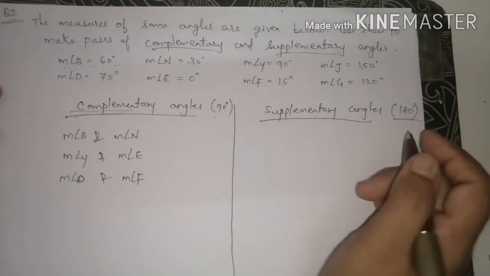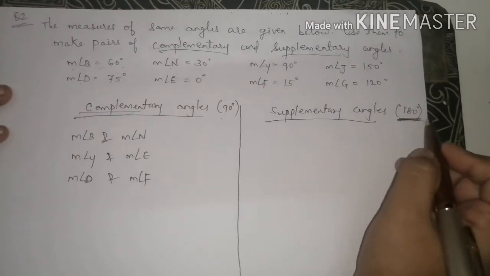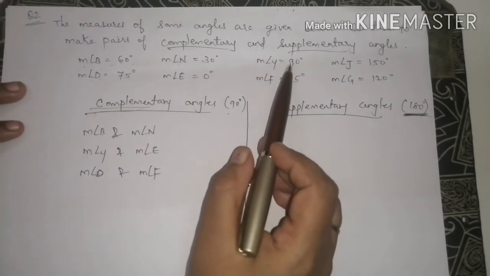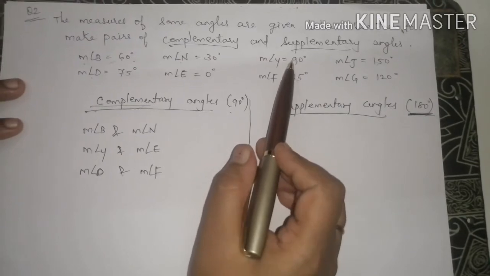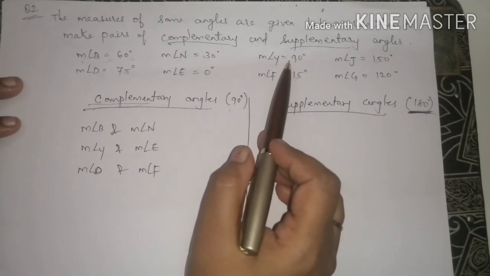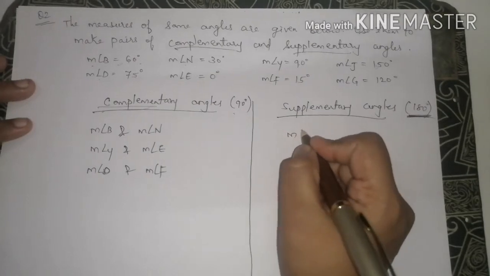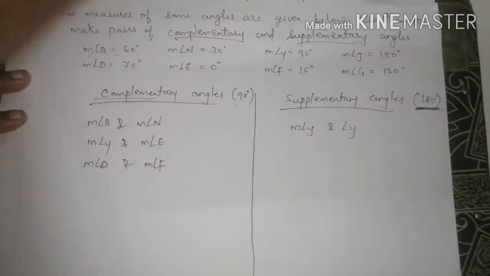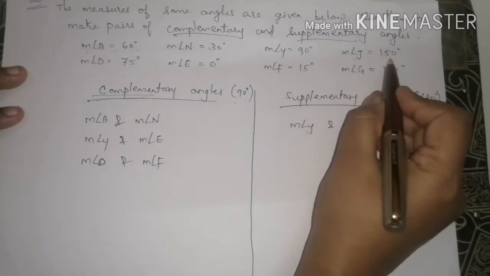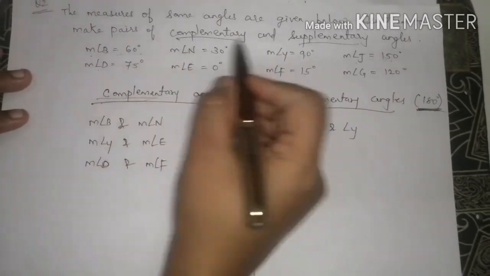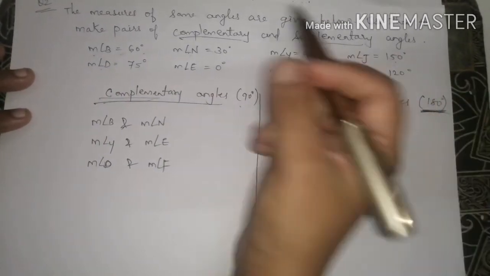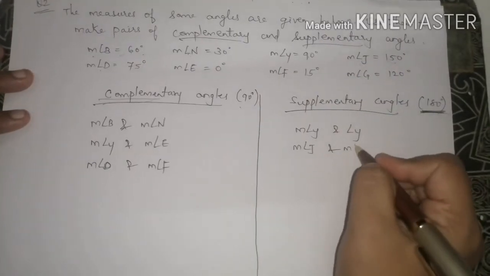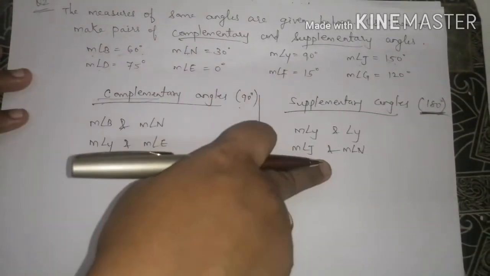Now come to the supplementary. Supplementary means the sum of two angles which makes 180 degrees. So 60 plus 30 will not make it. 90 plus 90 we can take. So two times this angle we can take. So measure of angle Y and measure of angle Y. If we take it two times, 90 plus 90 will make 180 degrees. Then the measure of angle J is 150 and the measure of angle N is 30. So 150 plus 30, 160, 170, 180. So supplementary: measure of angle J and measure of angle N. 150 plus 30 is 180.